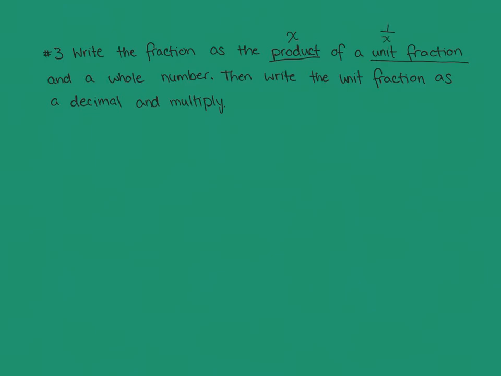Question number 3 asks you to write the fraction as the product, so think multiplication, of a unit fraction, so 1 out of something, and a whole number. Then write the unit fraction as a decimal and multiply.